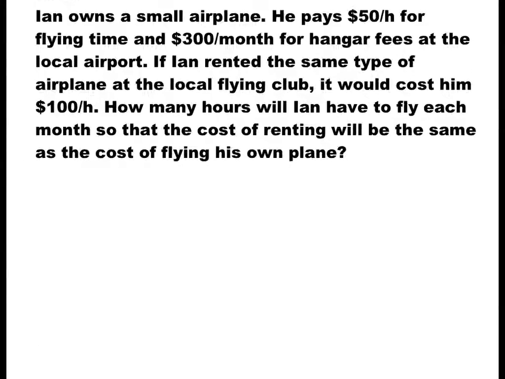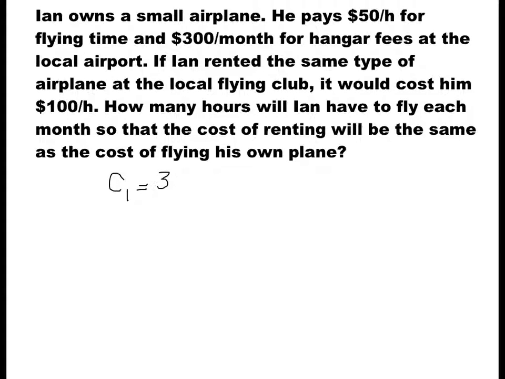Now the next problem is a little bit more involved. There are more words to read and comprehend. It says that Ian owns a small plane. He pays $50 per hour for flying time and $300 per month for hangar fees. So for his cost, in this case, we can write that C1, let's say cost for this scenario, is $300 per month plus $50 per hour. Since hour is not known, I'm going to use T as a time.